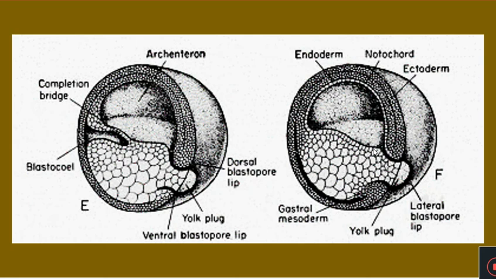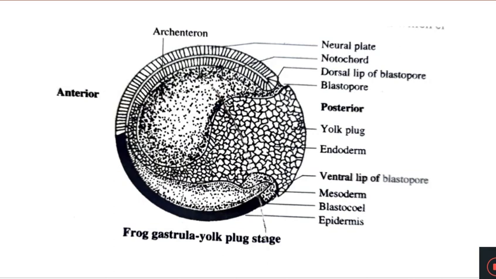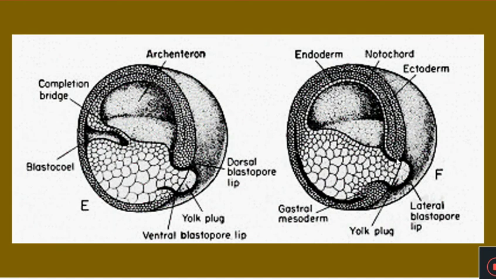Now we will go to the next stage, one of the important events which you can see in frog gastrulation, that is called the yolk plug stage. What is meant by yolk plug stage? You can see, so this is the blastopore. We will go to the previous diagram for a better understanding. So this is the blastopore, where this is its dorsal lip and this is the ventral lip.